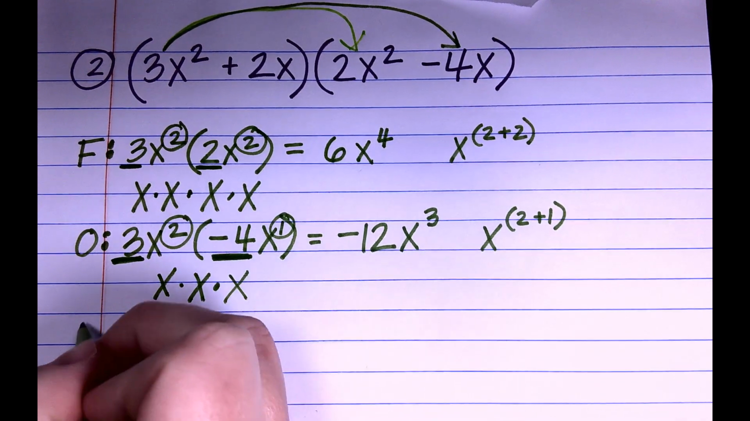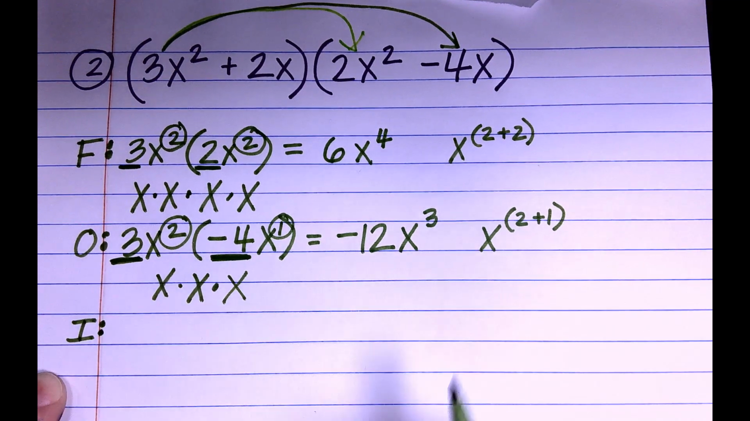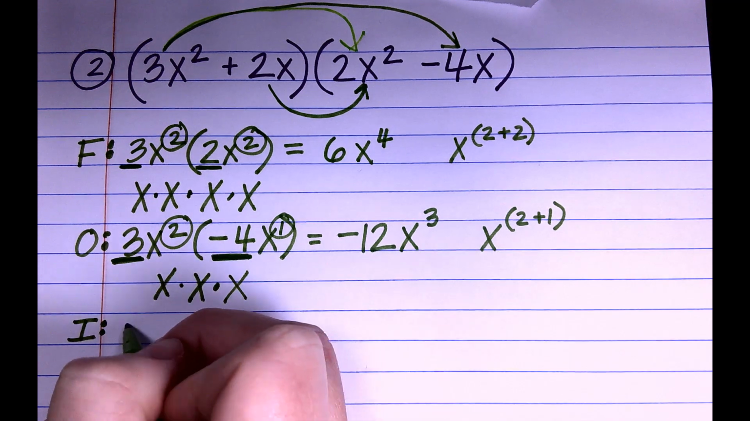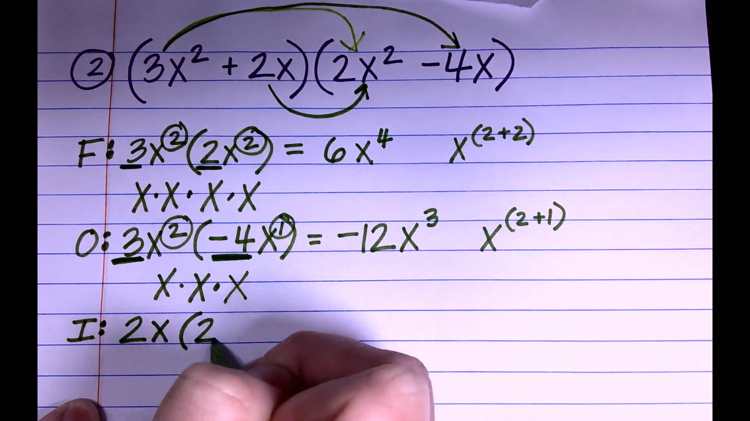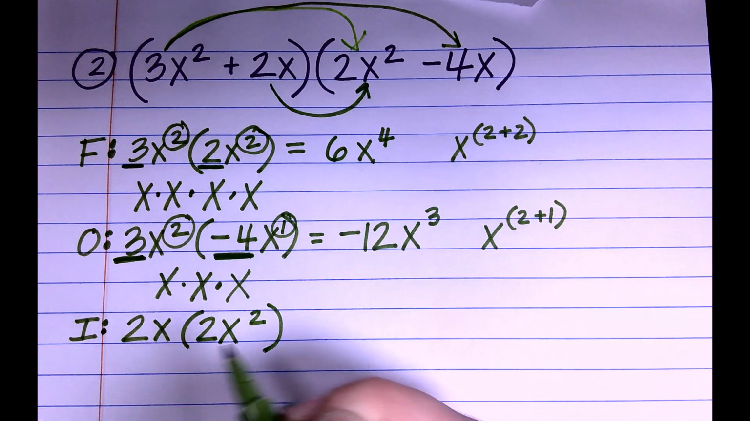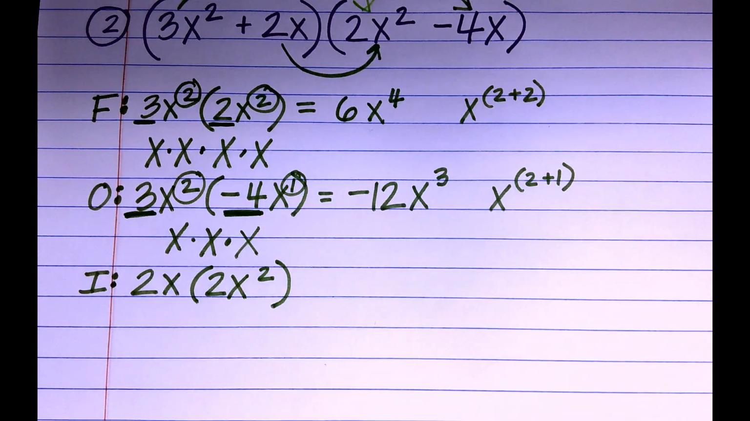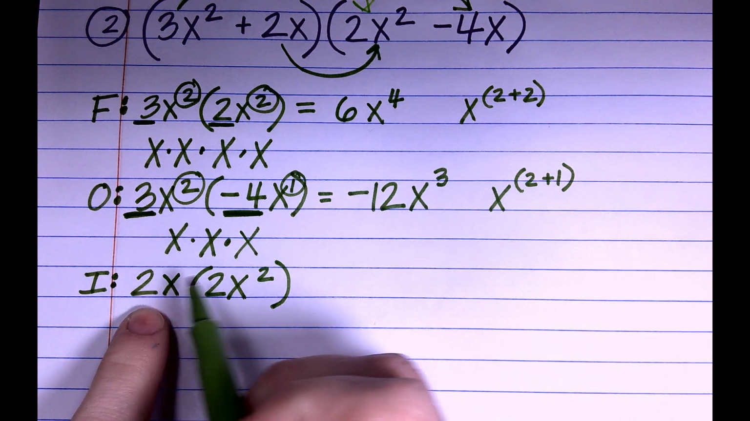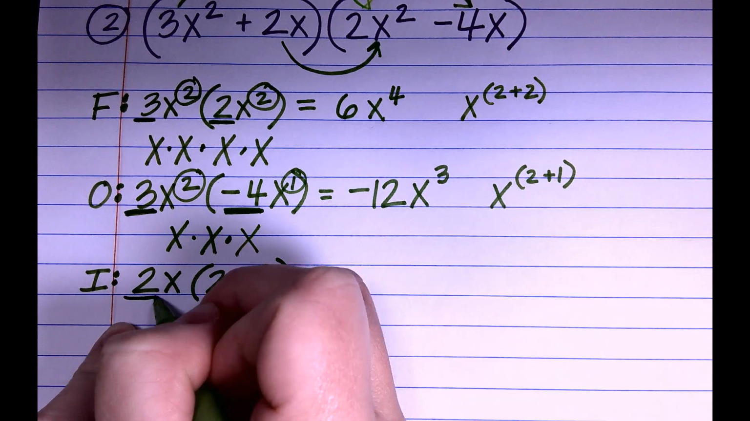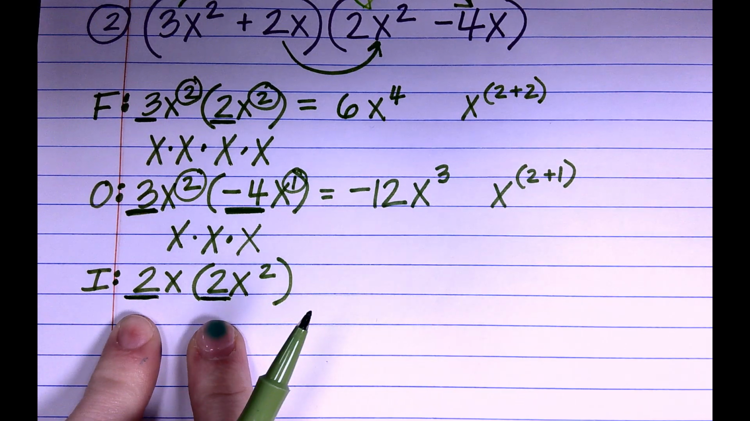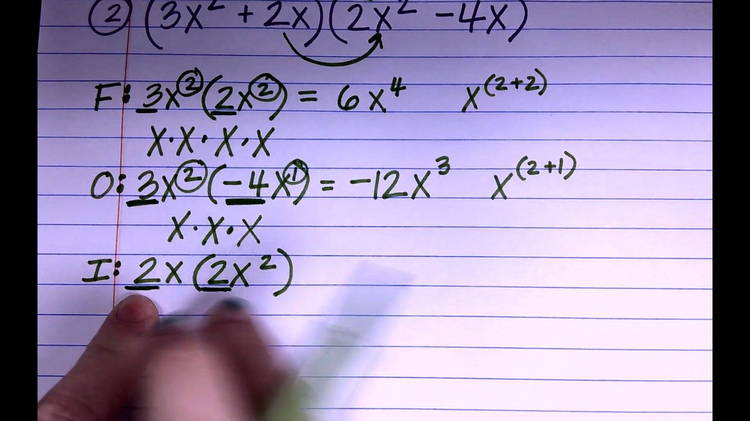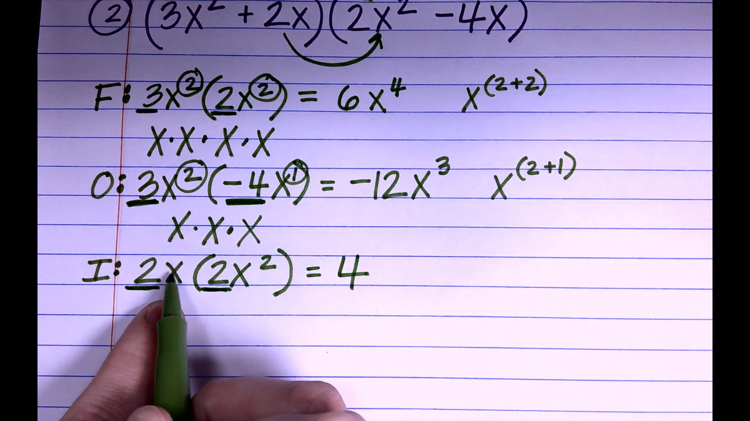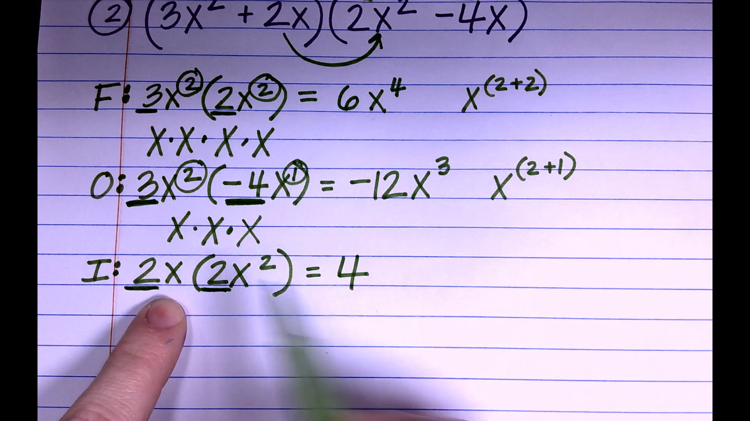Okay, so there's our first terms, our outer terms. Now let's do the inner ones. So 2x times 2x squared. Okay, so now I'm doing my inner. My coefficients, my numbers, are 2 and 2. So if I multiply 2 times 2, what do I get? 4. Now I have x times x squared. What will that give me?